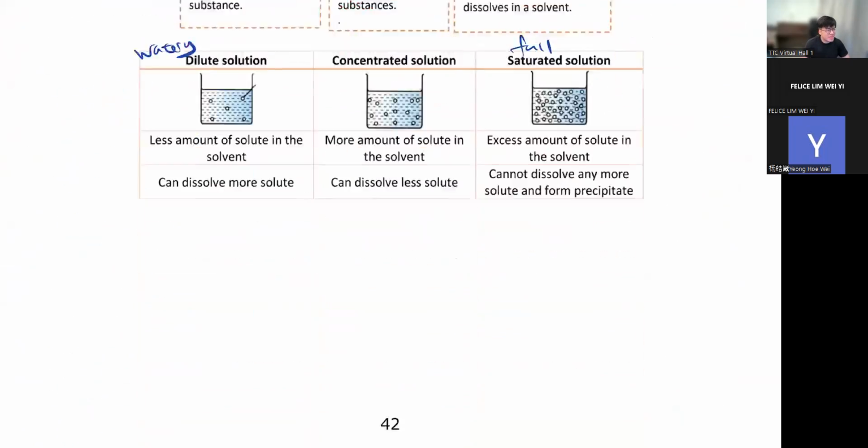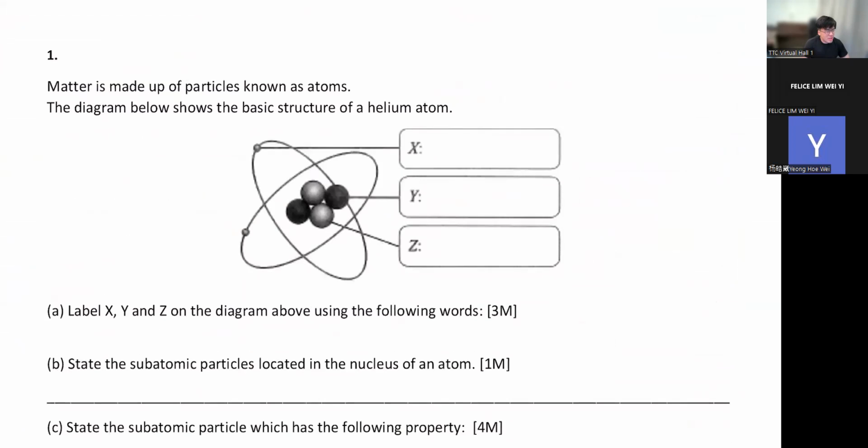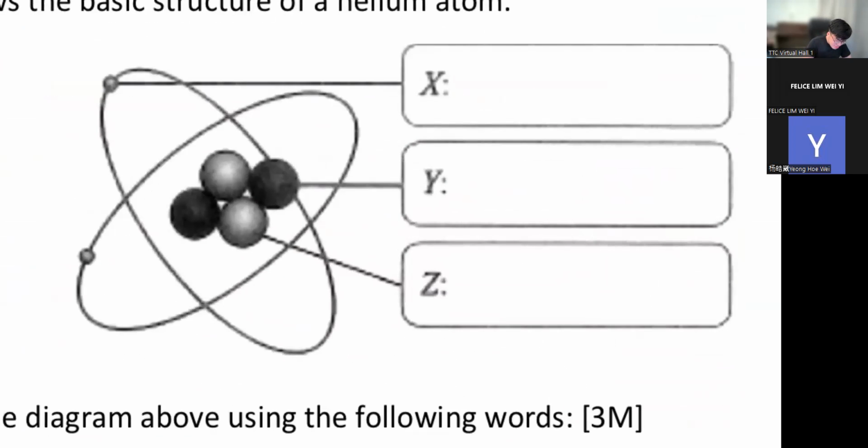Okay, so next, let's look at our exercise. Number 1, please add something here, guys. Please add a plus here. I'm going to use white color. Please add a plus here. Makes your life easier.